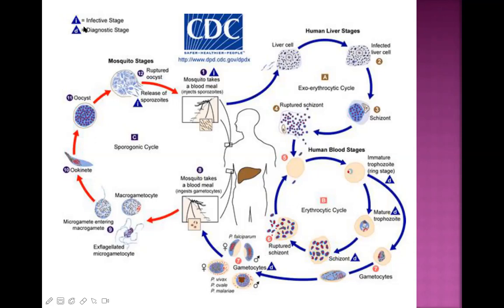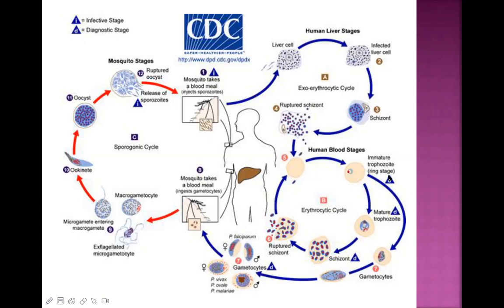Now see here, I means infective stage and D means diagnostic stage. A very common question will be asked in different exams. From this diagram, what is the infective stage? It's the sporozoite. What is the diagnostic stage? So many. See this? Look at the letter D here. This trophozoite is also a diagnostic stage.